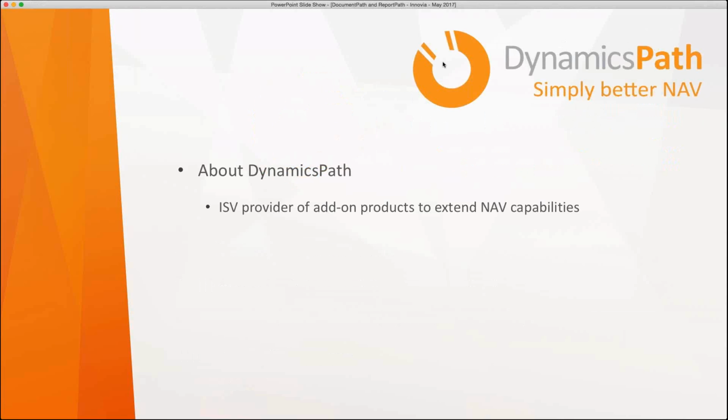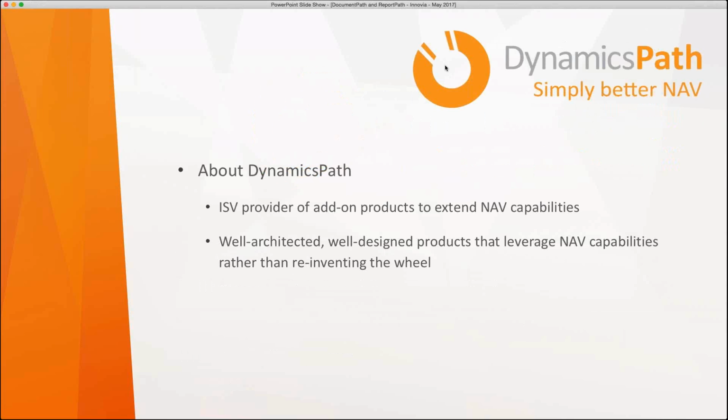Dynamics Path is a provider of ISV add-on products to extend NAV capabilities. We've released 4 products to date, all of which are well architected and well designed to build on NAV capabilities. One thing we really try not to do is reinvent the wheel and build a whole bunch of new stuff. We like to take the capabilities NAV has and just build on top of those and extend them in reasonable ways. And our ability to do that is really driven by 15 years experience working with the product.